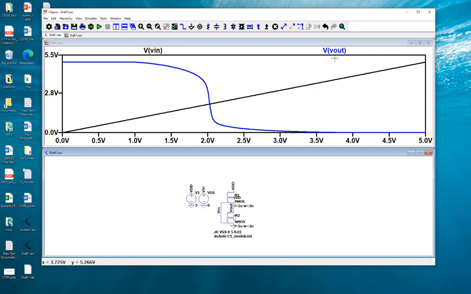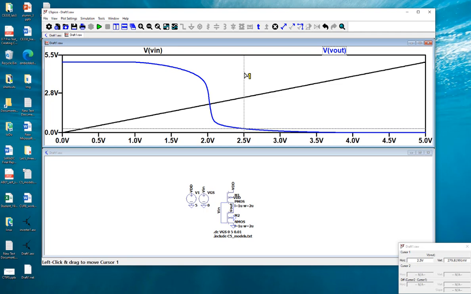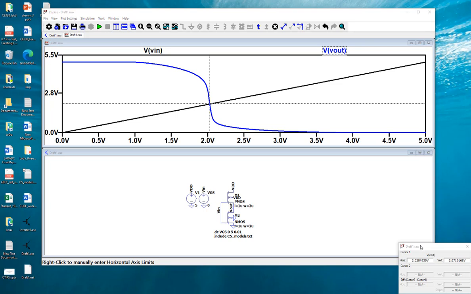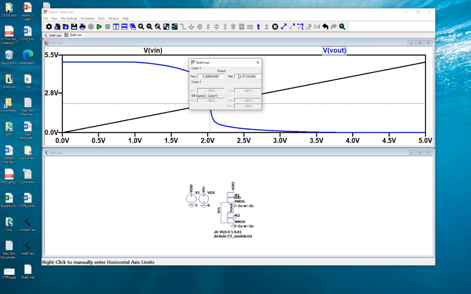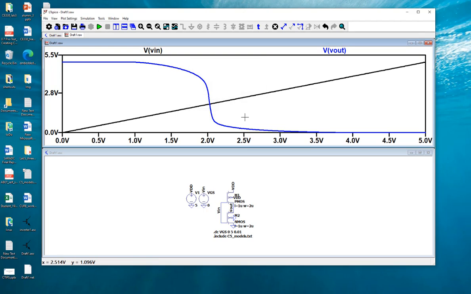It's about 2.1 volts. I can definitely put a cursor here and try to probe it. Right? 2.07 volts. Okay? Is that ideal? Probably not. Okay, so I want to make the switching point exactly at 2.5 volts. What should I do? There will be some calculation. We'll cover that on Friday. But what should I do just roughly? Which one should be stronger?